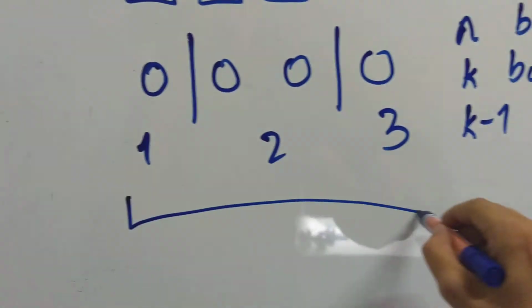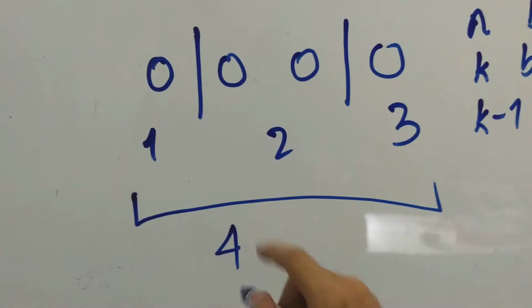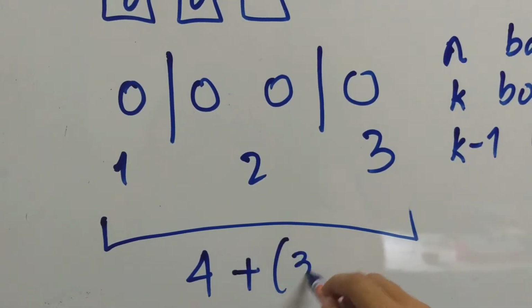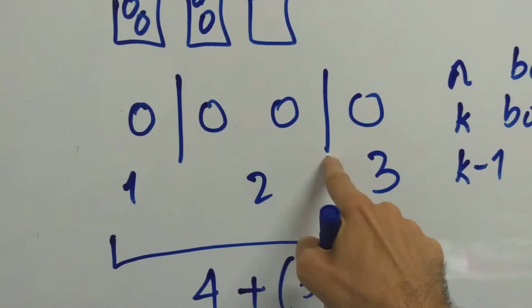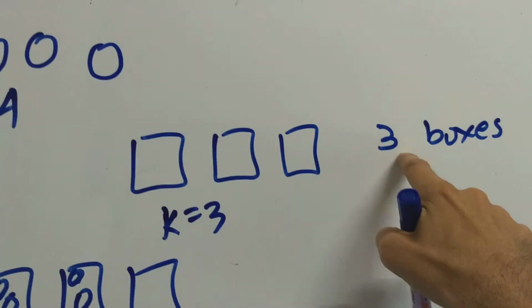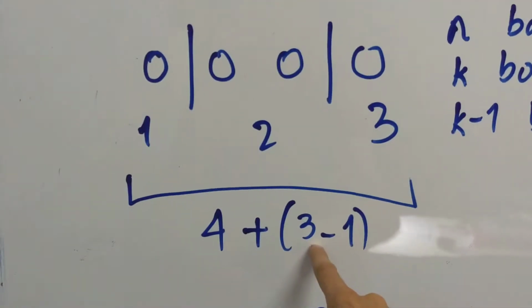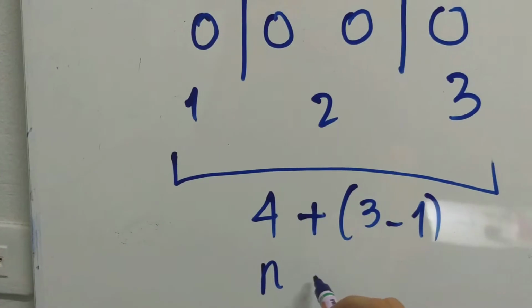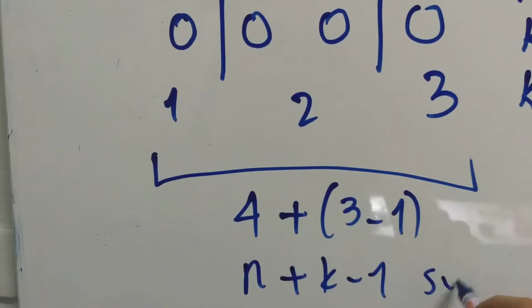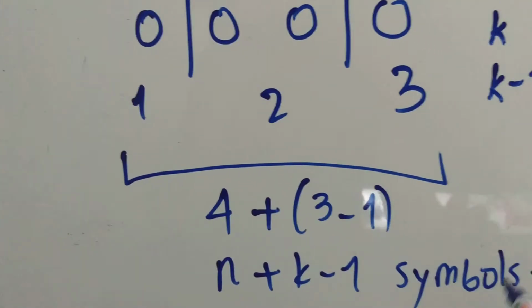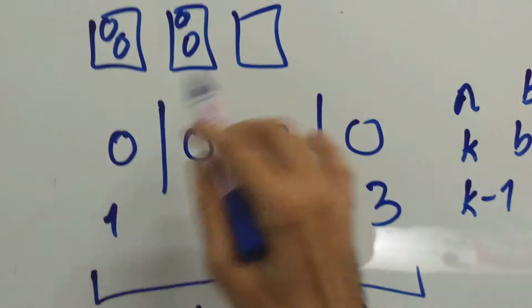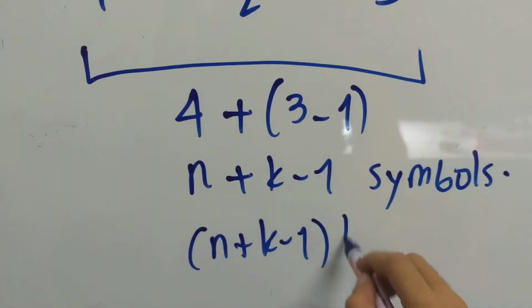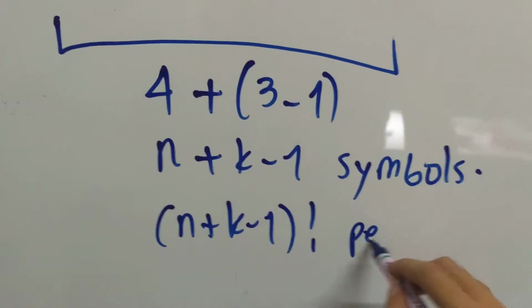How many symbols do I have in total? I have 4 of these ball symbols plus 3 minus 1 of these bar symbols, where 3 is the number of boxes. So in theory, I have N plus K minus 1 symbols here. How many ways can I permute all of these symbols? Well, N plus K minus 1 factorial permutations.